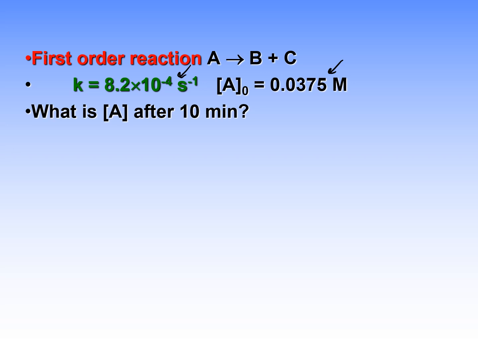What is the concentration of A after 10 minutes have passed? So we can use our integrated rate law: ln of A_t, which is what we're trying to solve for, is equal to -kt plus the natural log of A naught.